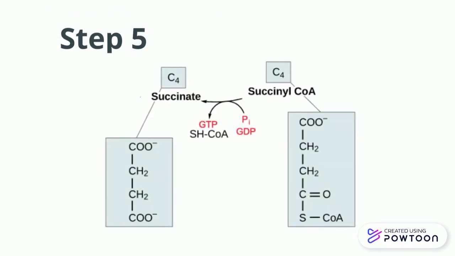Next, step 5 is substrate-level phosphorylation. Succinyl-CoA will lose CoA forming succinate. Phosphate is transferred into GDP forming GTP. ADP receives phosphate group from GTP forming ATP through substrate-level phosphorylation.